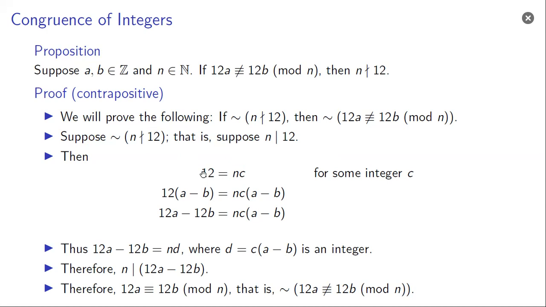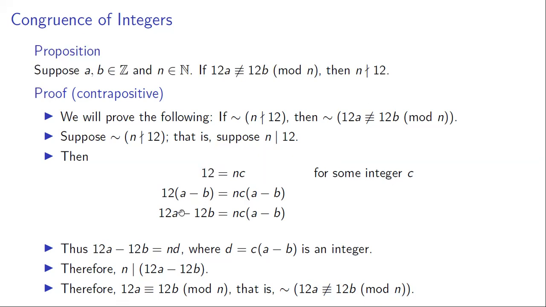At this point, we might pause here and start working our way up from the bottom. Our goal is to show that it is false that 12a is not congruent to 12b mod n. In other words, what we're trying to show is that 12a is congruent to 12b mod n. Now, in order to show that, we have to show that n divides 12a minus 12b. And in order to show this, we have to show that 12a minus 12b is equal to n times d. So we need something with 12a minus 12b. And what we have is 12 equals n times c. So we need to get this 12 to become 12a minus 12b.